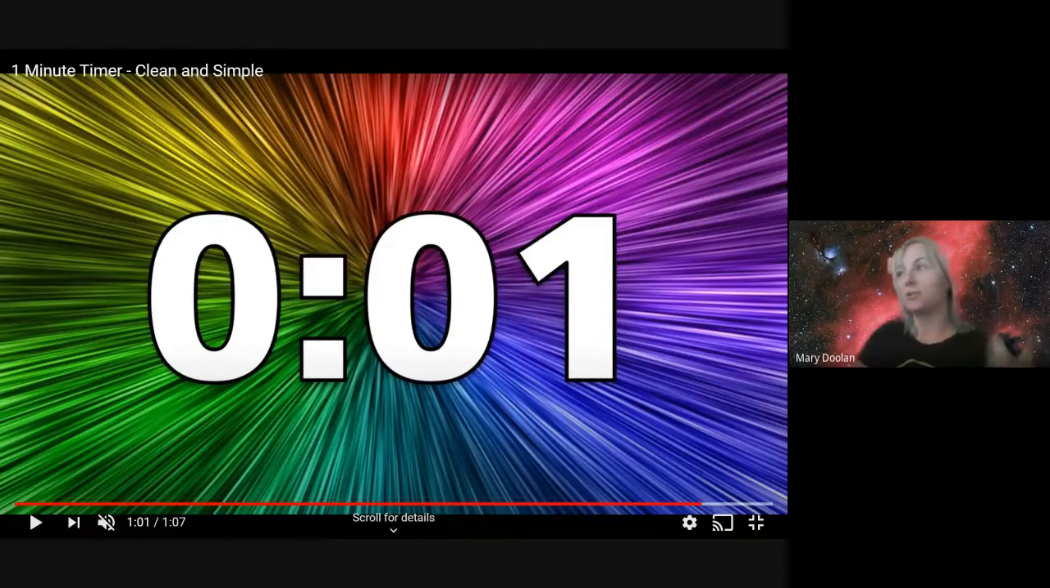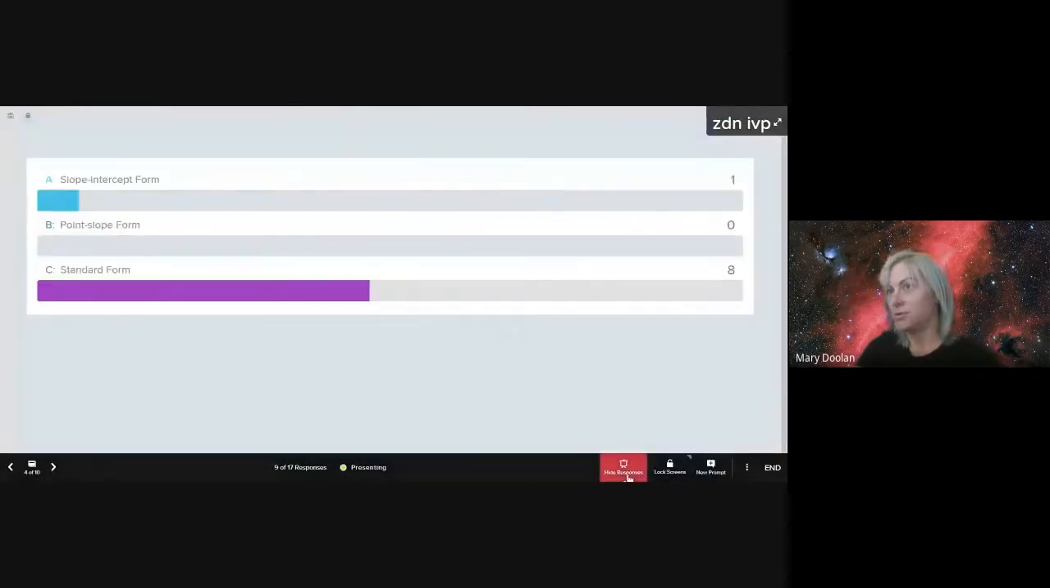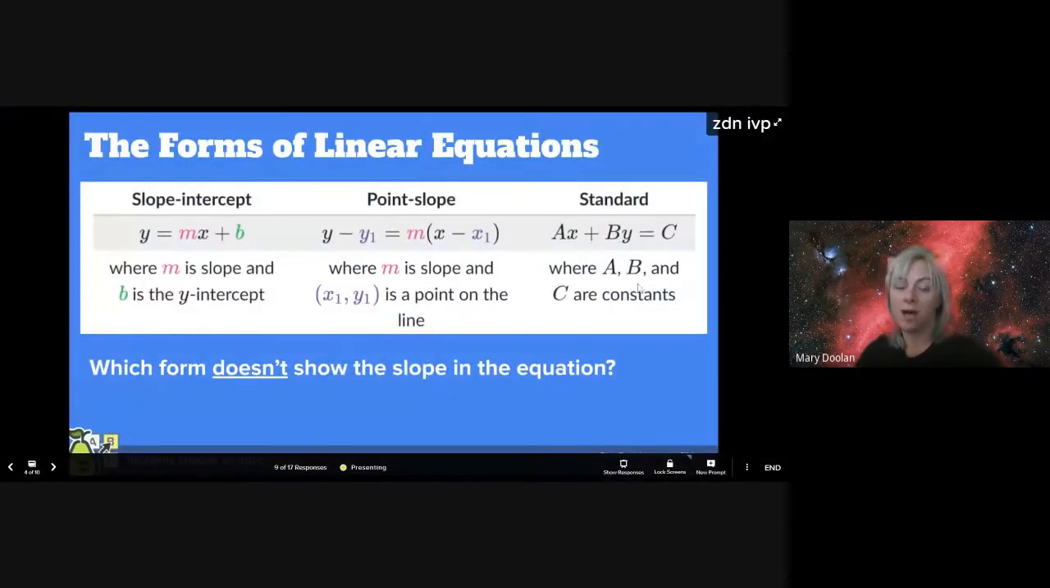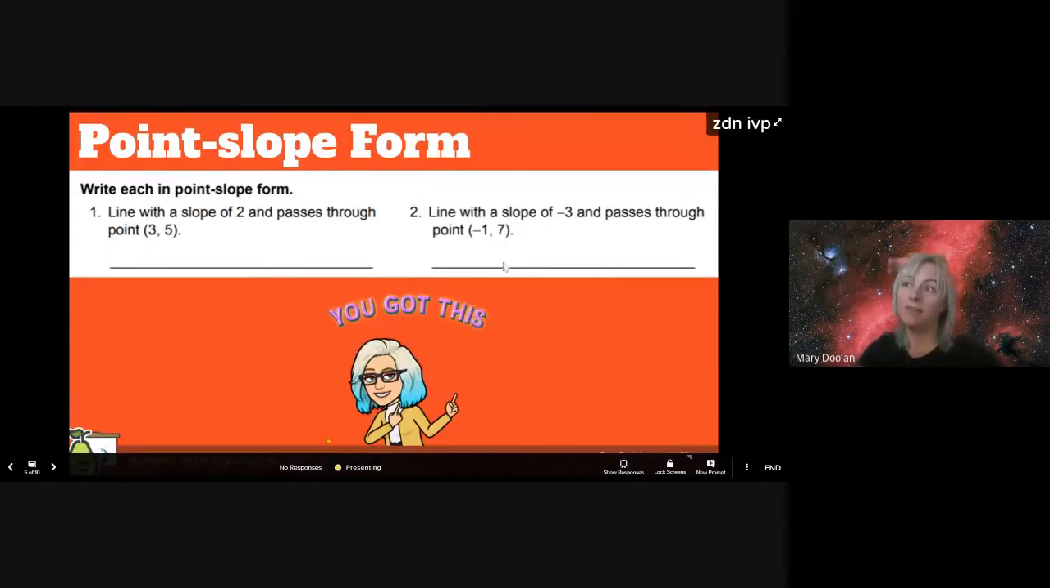Okay, so if you look at these 3 forms, standard is the only one where nothing pops right out. Point slope, you can get a point and a slope just by looking at the equation. And slope intercept, you can get the slope and the y-intercept just by looking at the equation. So half of this lesson is on point slope, and then the other half is going to be on standard.